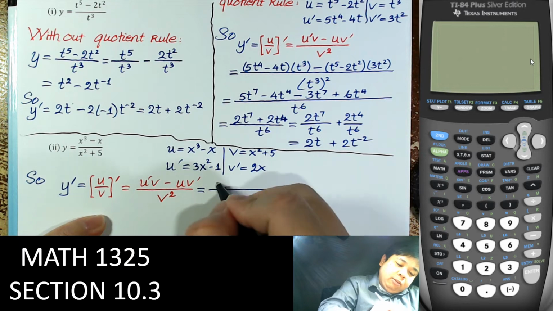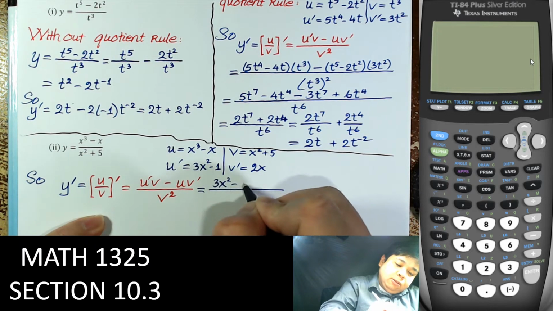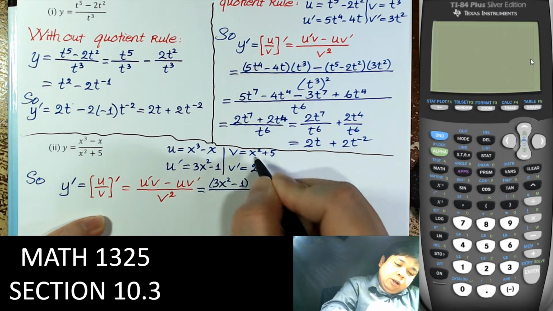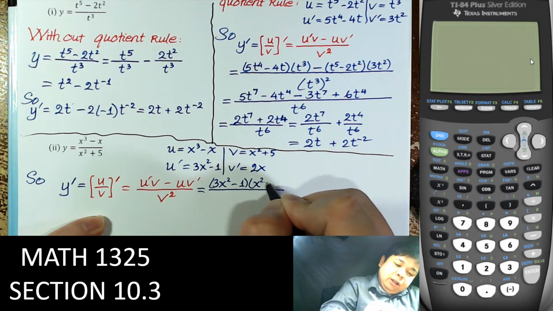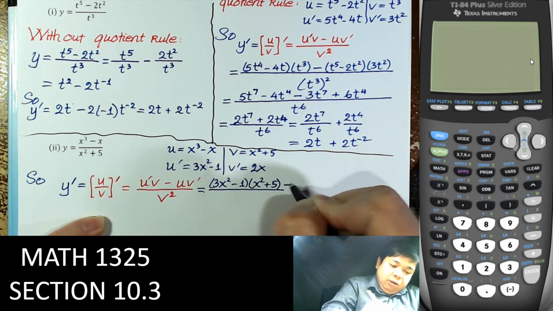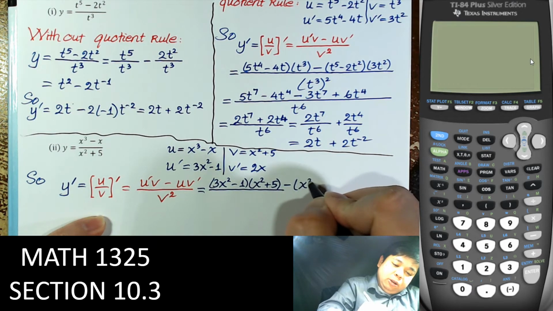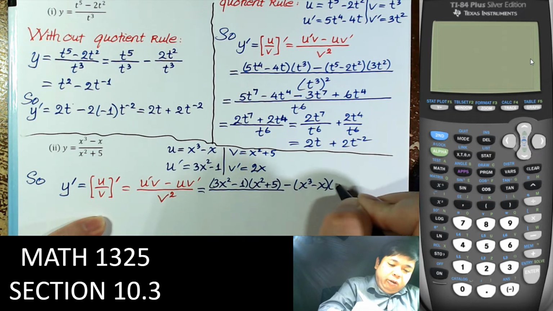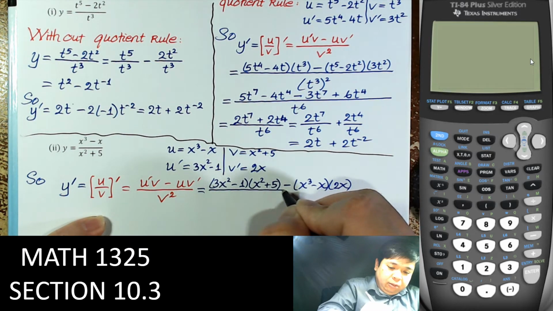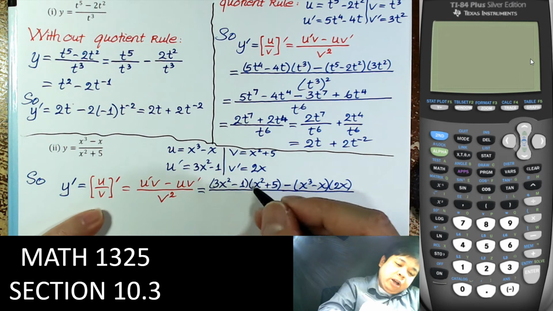u prime v minus u v prime over v squared.